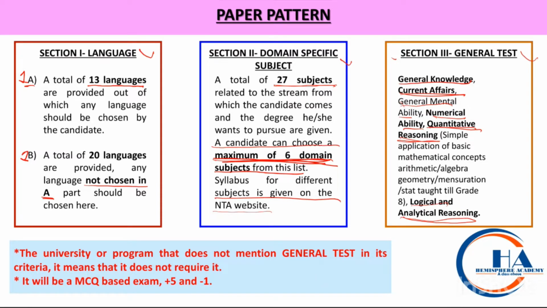So if a university or program does not mention a general test in its criteria, it means that it does not require it, guys. I repeat, if you are applying to a university and a particular program, and it does not mention a general test, then it does not require a general test, because only when a program needs a general test, there will be a specification of a general test, guys. Please have clarity on this thing.